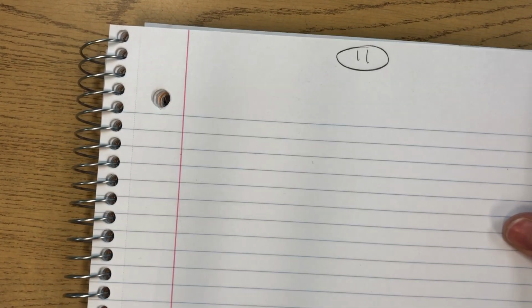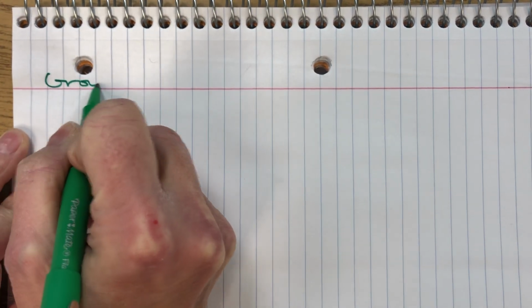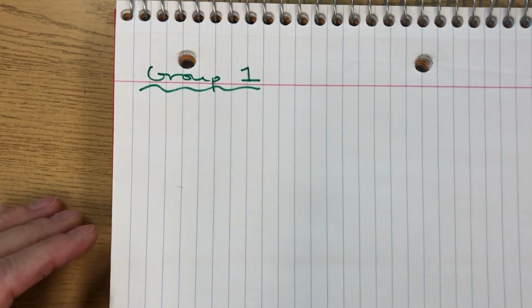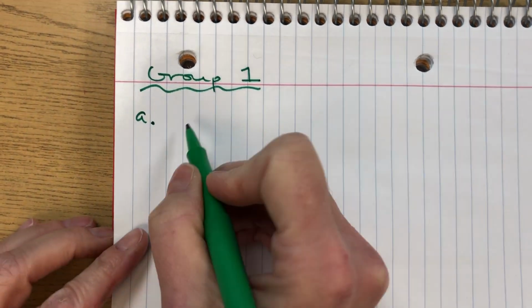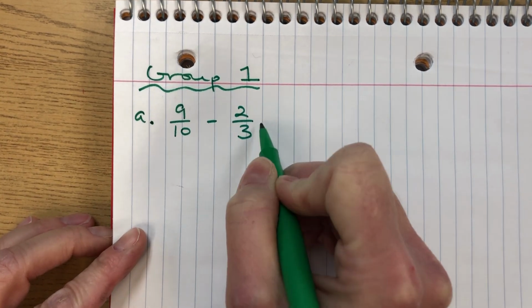And we're actually gonna turn our paper sideways. And we're gonna solve 3 different groups of problems. So all the way to the left side of your paper, I want you to write group 1, please. And we'll start with just that for now. All right, so we're gonna solve through some problems together. Group 1, letter A. We're gonna solve the problem 9/10 minus 2/3.